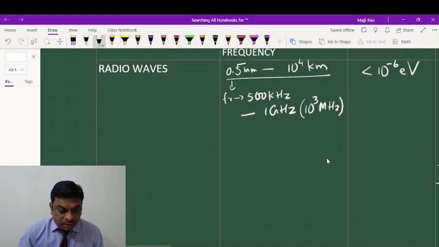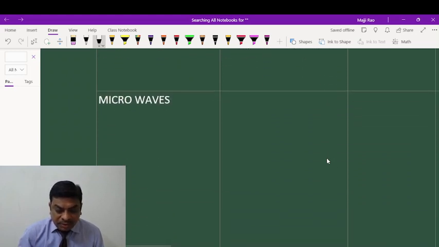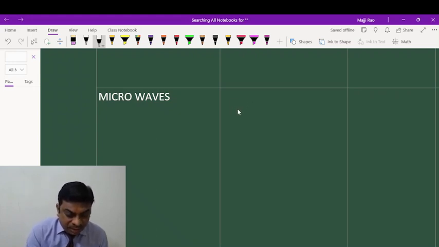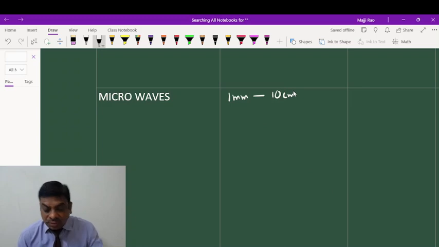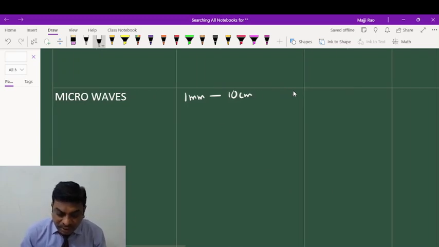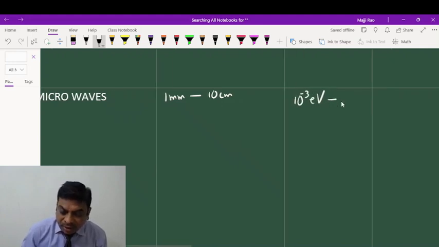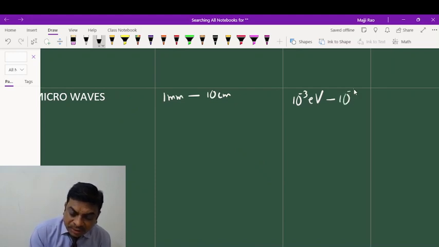Okay, students. Then moving on to the next wave, that is microwaves. Now the wavelength range is roughly from around 1 millimeter to around 10 centimeters. And the energy ranges from 10 to the power minus 3 electron volt to roughly around 10 to the power minus 5 electron volt.